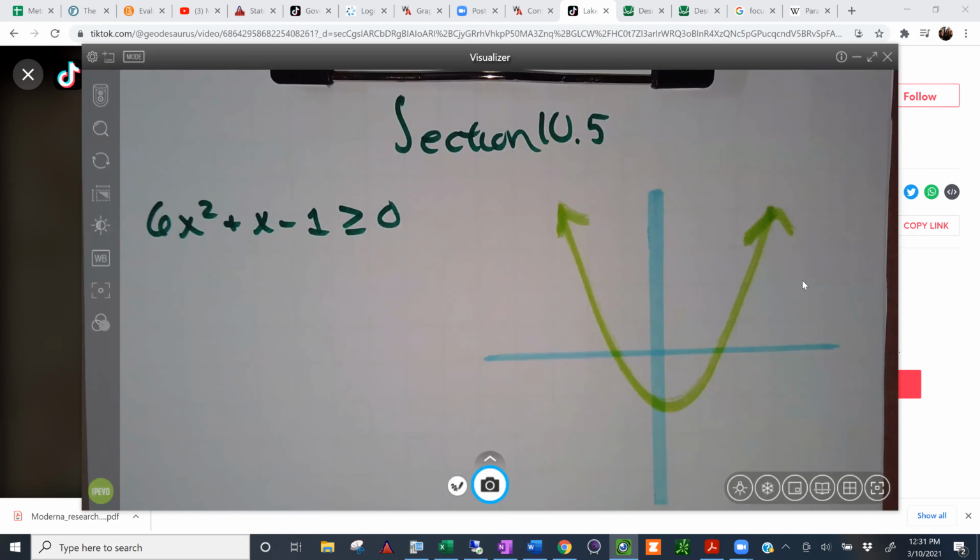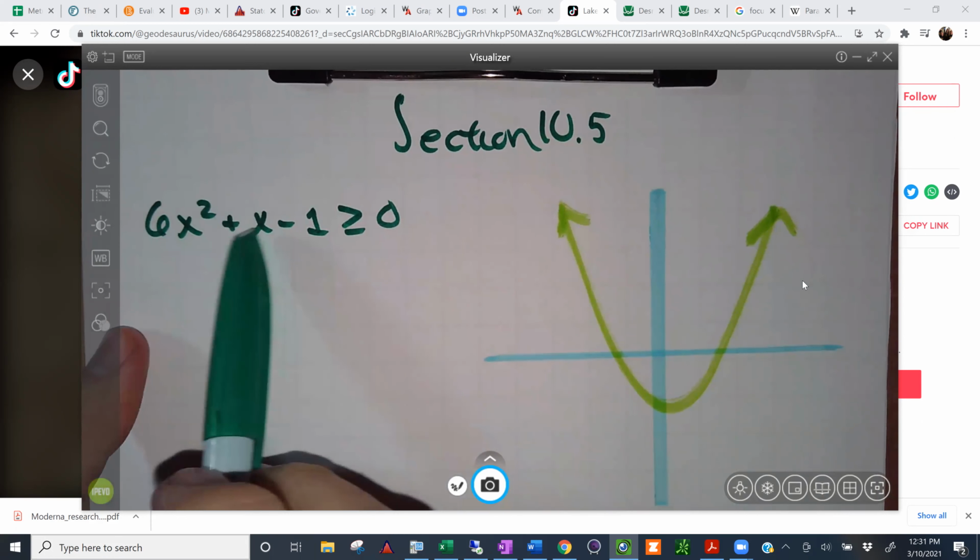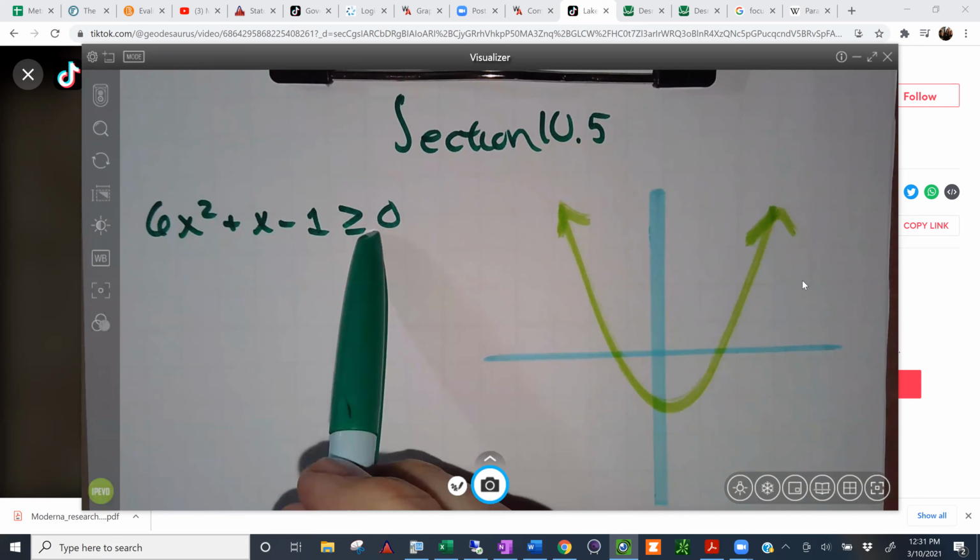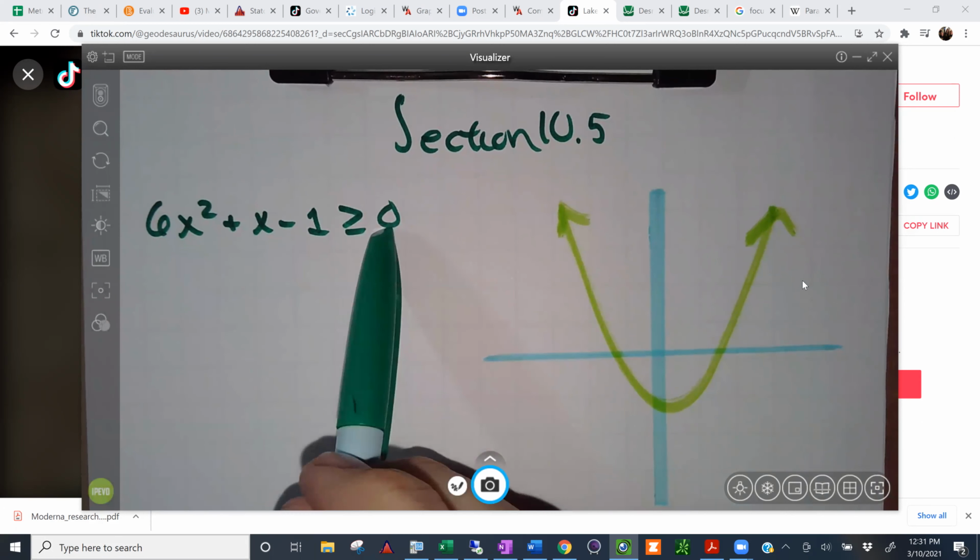All right, so section 10.5 is going to discuss solving polynomial inequalities, in particular quadratic inequalities and rational inequalities. This part of it is going to take care of polynomial inequalities. And the idea is to find the values of x for which this is true. This is greater than or equal to 0.